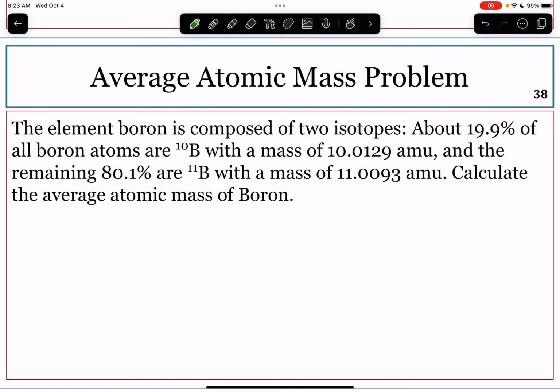The unit AMU is just the unit we're using to measure one atom. I'll give you a moment to pause and work this out.